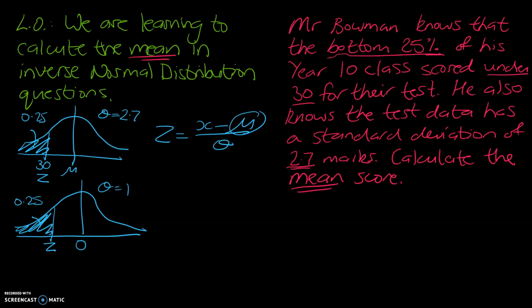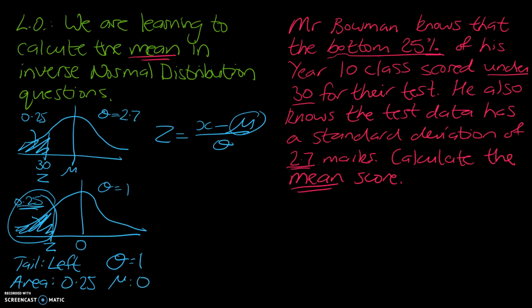So in the inverse normal function in our calculator, we're going to be dealing with a left tail, and that's because our data sits on the left-hand side of our graph. We're going to have an area of 0.25, and that's because the probability of a student in that area was 25%. We're going to have a standard deviation of 1, and we're going to have a mean of 0.